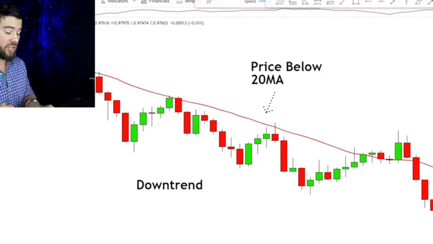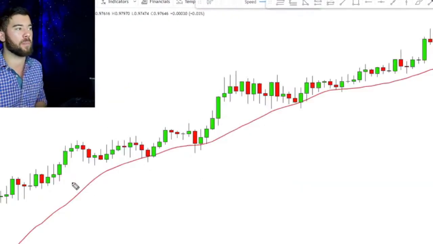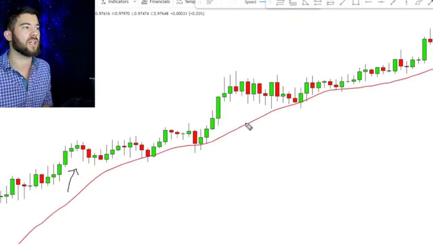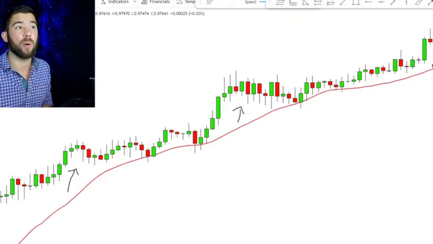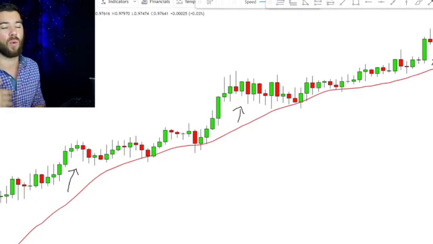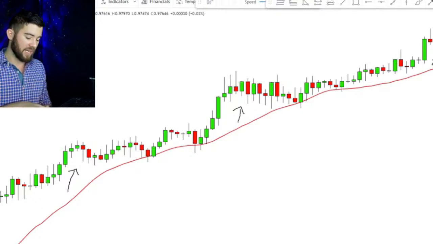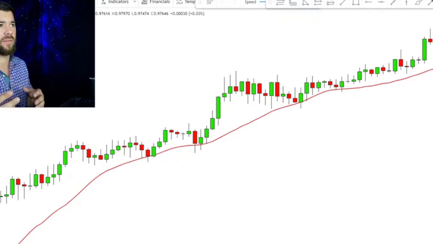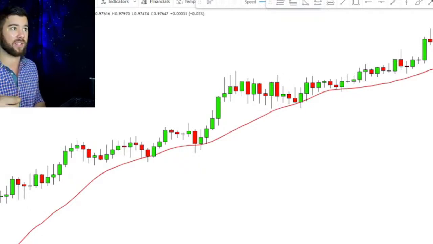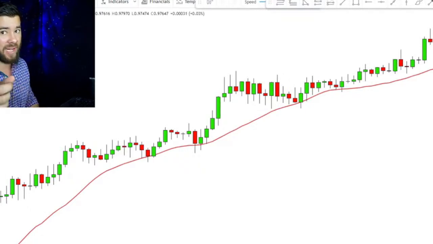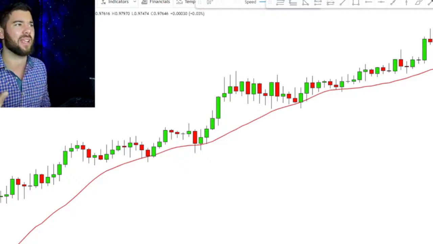And the way we would trade based around that is we only look for buy trades while price is moving and creating new highs and lows above the 20-period moving average for this short-term, highly volatile trend. If it's staying above the 20 moving average, it's in a really high volatility trend. Great time to trade breakouts, which we're going to discuss later on in the video.